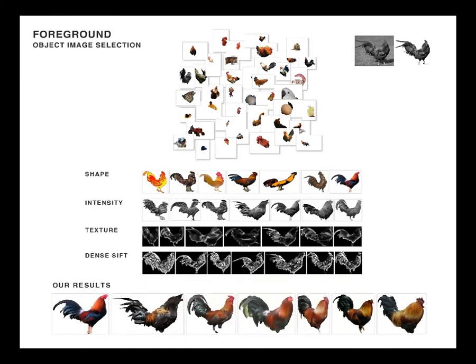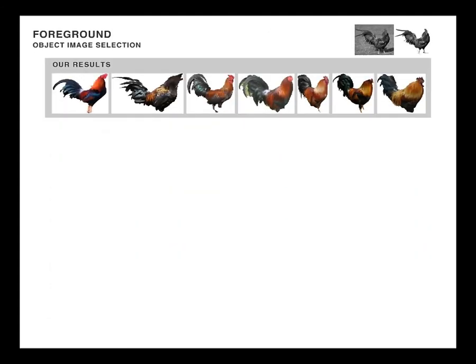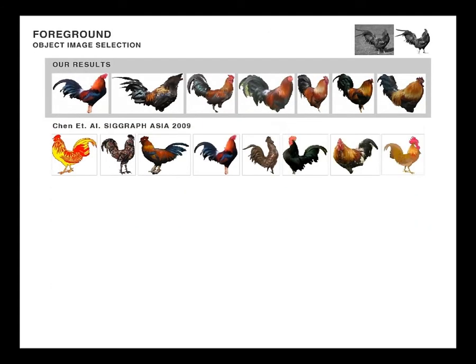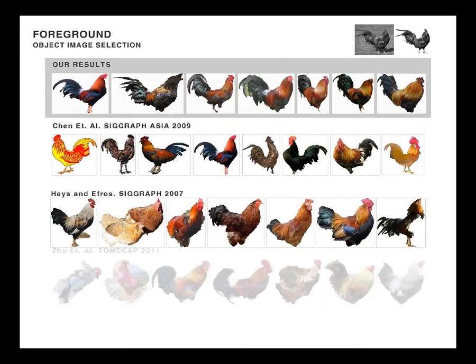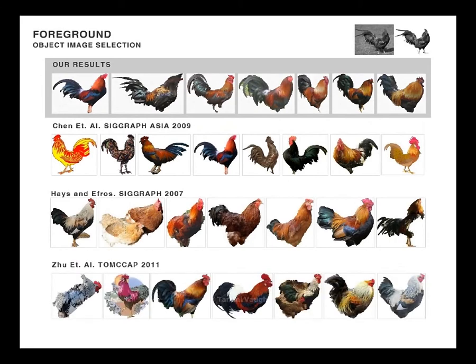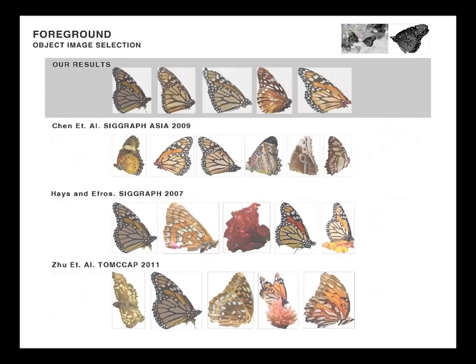The use of these features leads to color foreground search results that compare favorably to related techniques. Here we show comparisons for several different foreground objects.